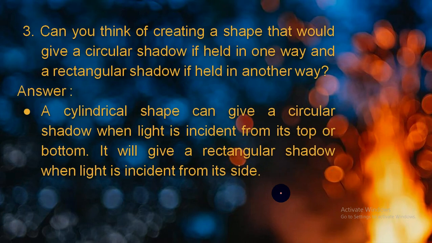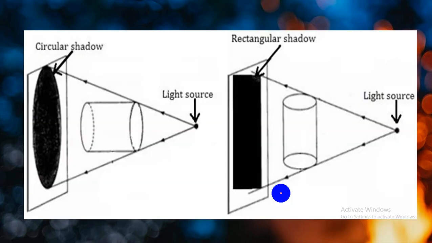The answer is a cylindrical shape. Let me show how. See over here, one cylindrical shape is there. If we keep it horizontal and the light source is passed through it, at that time the dark patch arrives on the screen which is circular. But if we keep it in a vertical manner, the light source passes through it and some light is blocked, creating a rectangular shape on the wall, or should I say screen.